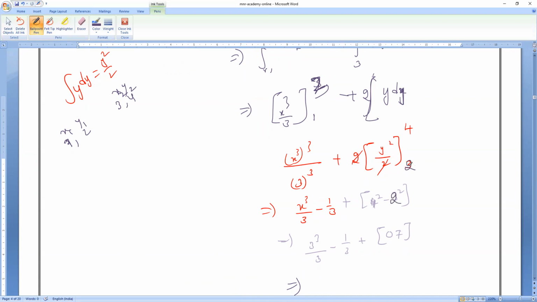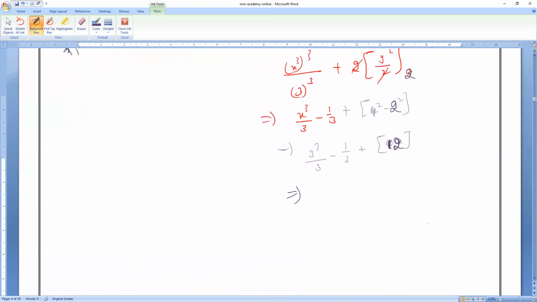So 2 square means 4. So 16 minus 4 is equal to how much? Everybody? 12, correct? So 3 square means 27 divided by 3, minus 1 by 3, plus this 12. So let me take the LCM, which is 3. So how much will it come? 27 is already there. Here 3. Next, plus 12 threes, which is 12 into 3.